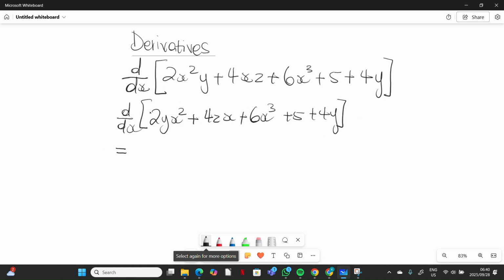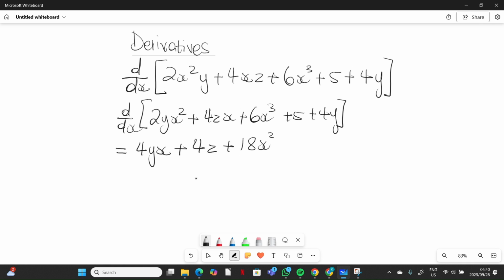When you derive it, we're going to say 2 times 2y, we're going to get 4y, then x. Then we're going to get plus 4z there. Then with 6x cubed, we're going to get plus 18x squared. Then the 5 and the 4y, we're not going to include them because we are deriving in respect to x, and since they are not there, we are not going to include them. That is the first one.